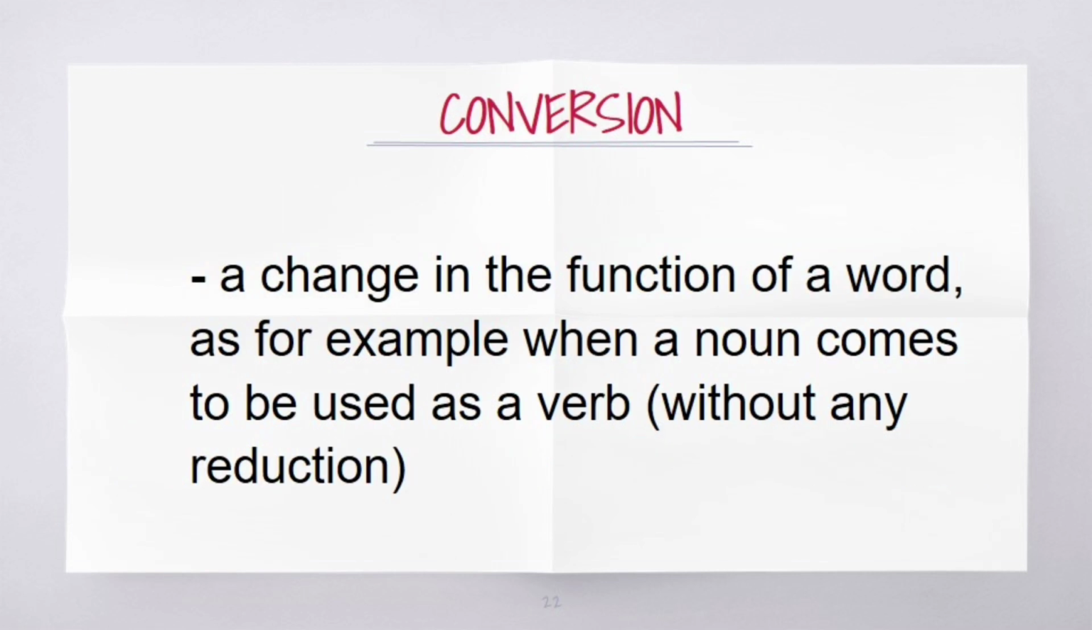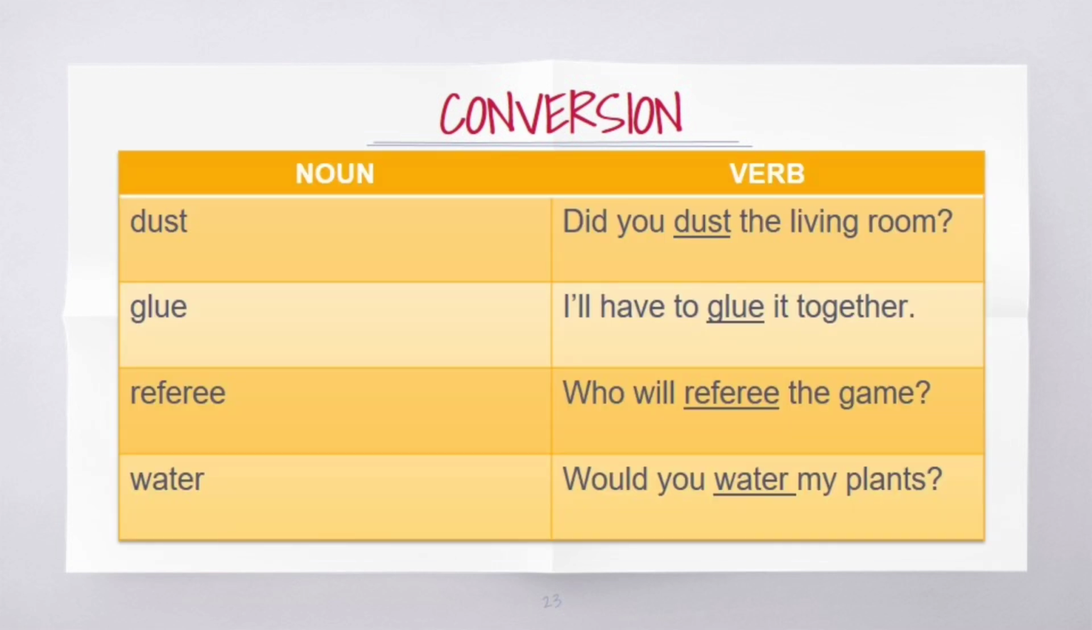Conversion. A change in the function of a word, as for example, when a noun comes to be used as a verb without any reduction. For example, the noun dust is used as a verb in this sentence. Did you dust the living room? Or glue is used as a verb in this sentence. I'll have to glue it together. Referee used as a verb. Who will referee the game? Or water, which is a noun that is used as a verb. And the sentence is, would you water my plants?